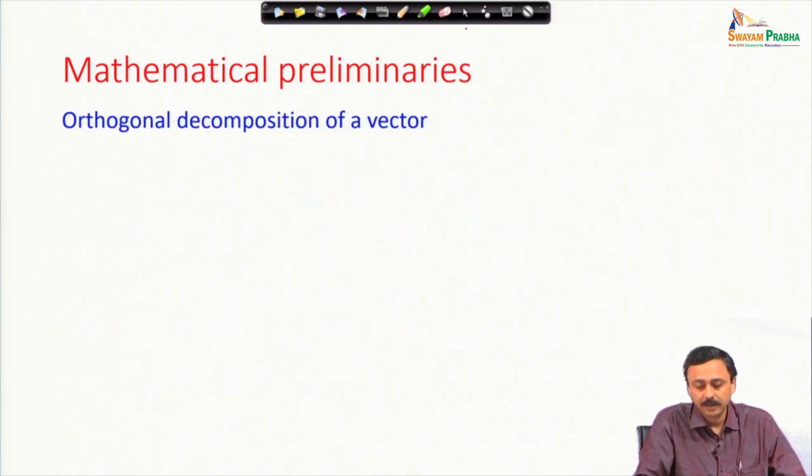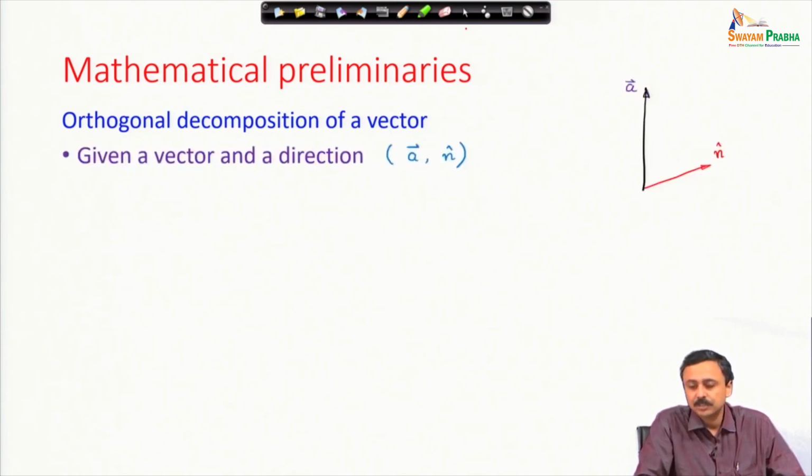If I want to find out A cross n, then I must write the Rodrigues form of vector A and multiply it with n cap. Now, we are going to look at orthogonal decomposition of a vector. What is meant by orthogonal decomposition? Suppose we have a vector A and a direction n cap. We are given a vector A and a direction n cap.